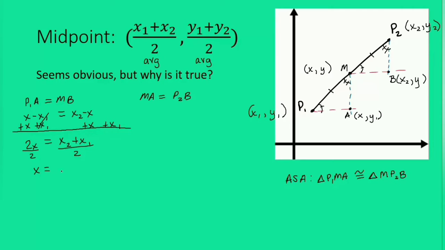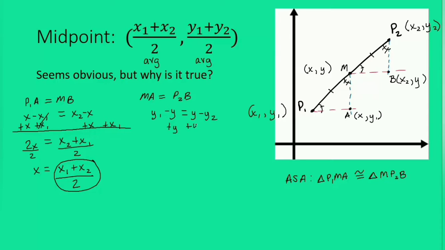Let's clean it up and rearrange it. And there's the x-coordinate of the midpoint right there. Let's try the y's now. The distance from M to A is y1 minus y, and the distance from P2 to B is y minus y2. So let's see, how could we get our y's together and our other things away from that?